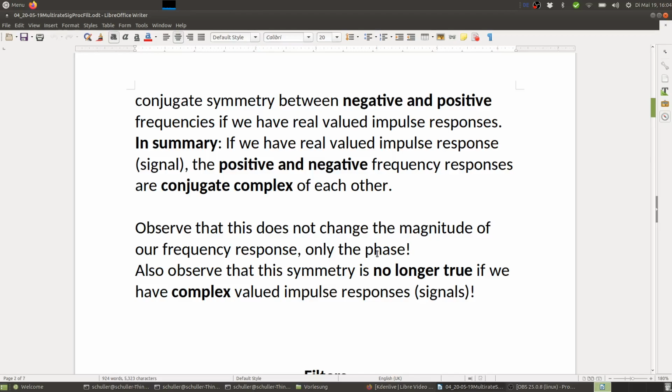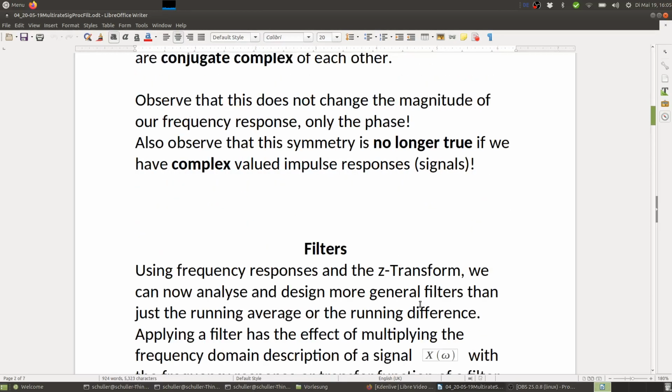Also observe that this symmetry is no longer true if we have complex valued impulse responses or signals. If h of n is complex valued, then we cannot get the same result. Then those two halves, the positive and the negative frequencies, can be different.